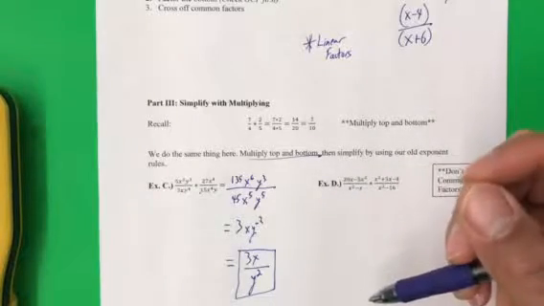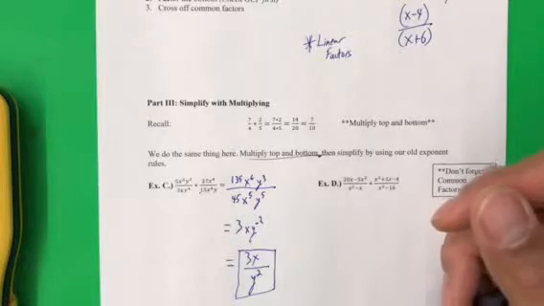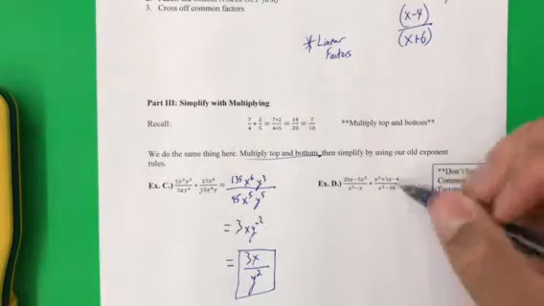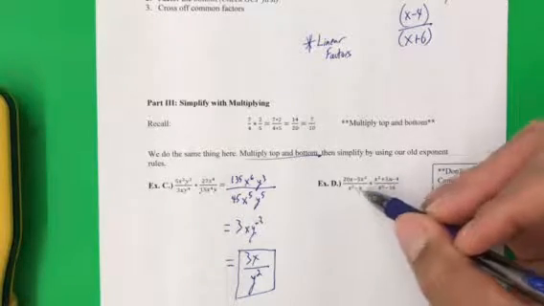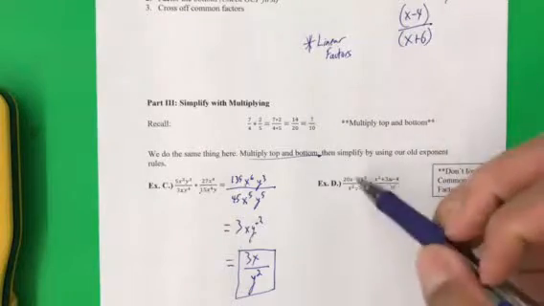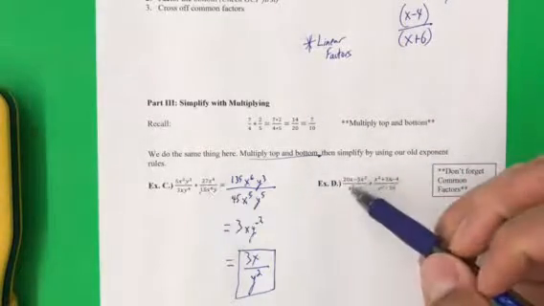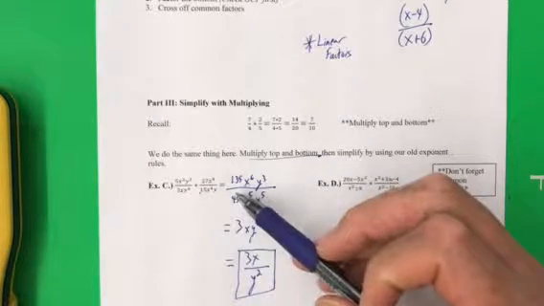Okay? Take a moment, get that one down, and then we're going to get to the real fun stuff. In this example, we're going to do the same thing. Multiply top times top and bottom times bottom. But I don't want you to start foiling this, because the difference between here and here is these were all monomials. So we just use our exponent rules.